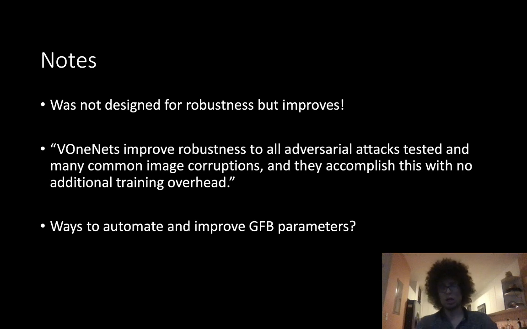And so, yeah, they essentially say it just like this, and they bold this, so this is why I quoted it. They say V1 nets improve robustness to all adversarial attacks tested in many common image corruptions, and they accomplish this with no additional training overhead. And so I thought this was really interesting.